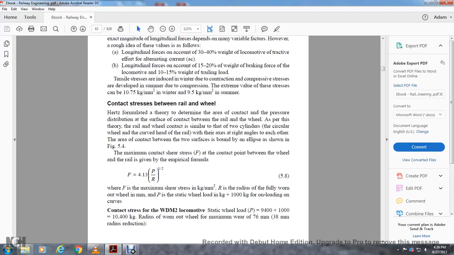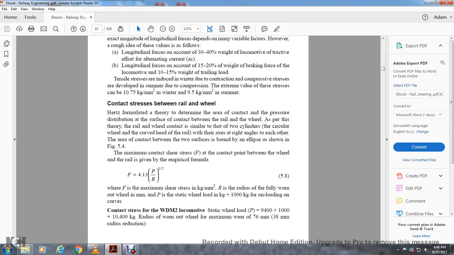Contact stress between the rail and the wheel. Hertz formulated a theory to determine the area of contact and the pressure distribution on the surface of contact between the rail and the wheel. As per the theory, the rail and wheel contact is similar to that of two cylinders, a circular wheel and a curved head of the rail, with their axes at right angles to each other. The area of contact between the two surfaces is bound by an ellipse, shown in Figure 5.4.